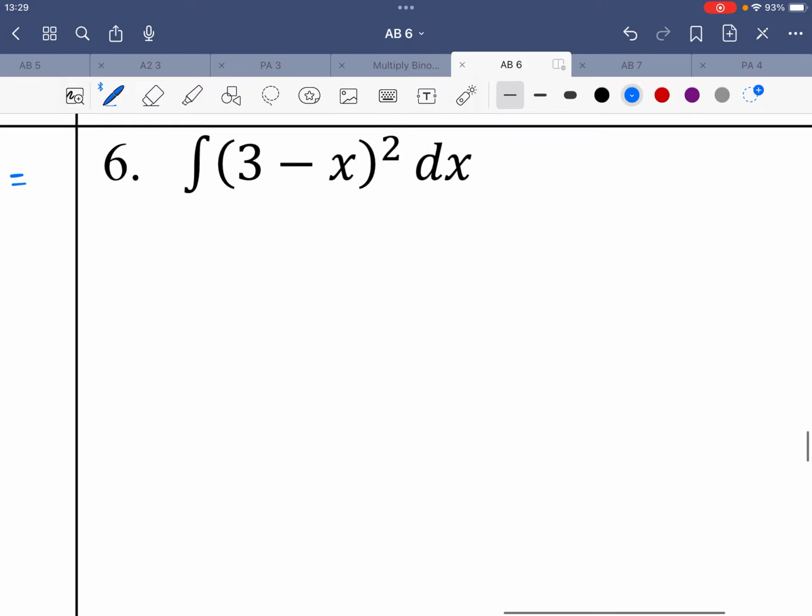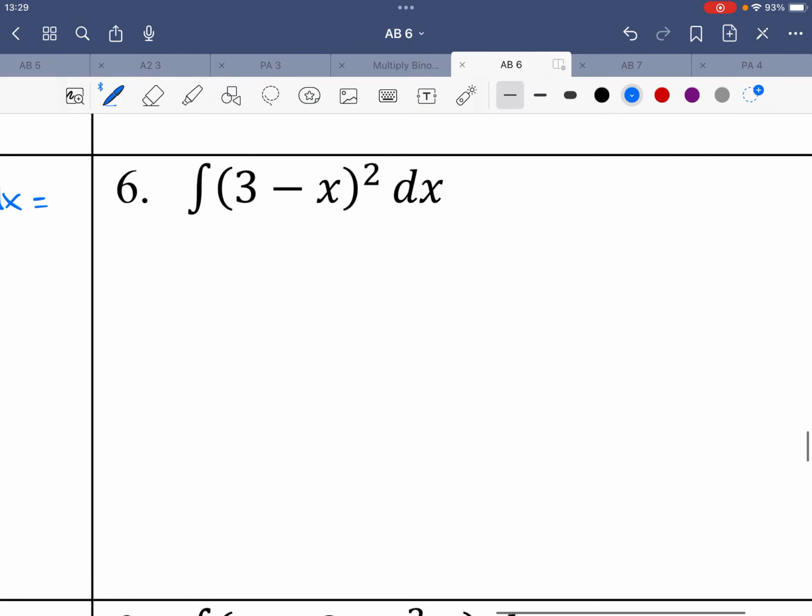Number 6. Here, there's a composition of functions. There's this, but then a squared. If this were 6.9, we could use u substitution for this, but since this is 6.8, and we hadn't seen u substitution yet, I'm going to do it in a different way. So the way to do that is to manipulate it algebraically first. We're going to square this. We're going to multiply 3 minus x squared. So the square of a binomial is going to be the square of the first one, minus twice the first one times the second one, plus the square of the second one.